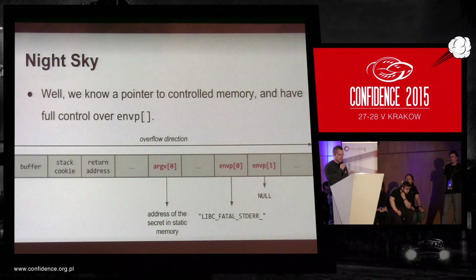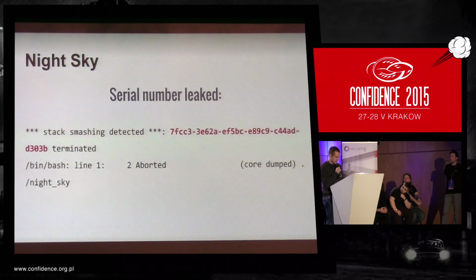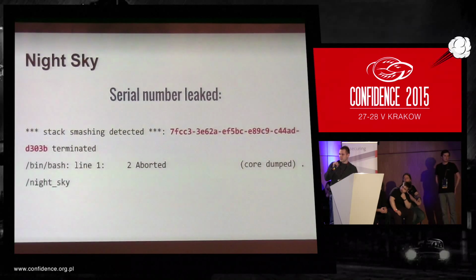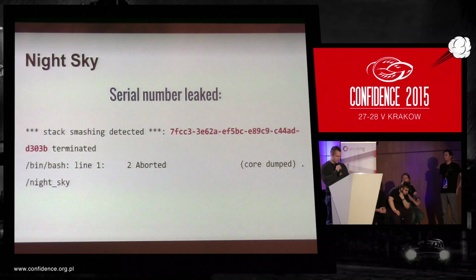So you could just set the envp pointers to the LIBC_FATAL_STDERR_ string, which you could have placed in static memory, which you know. And then you could set the argv[0] pointer to the address of the secret in static memory, which was needed to register the program. So you could trigger this memory disclosure this way, and then you could leak the real program serial that you could use to register it.